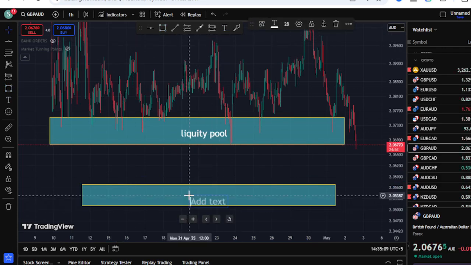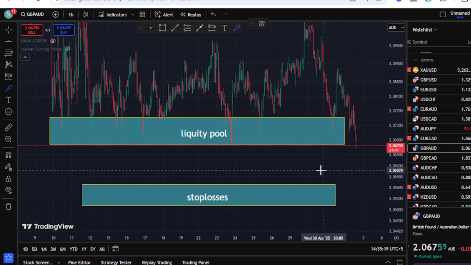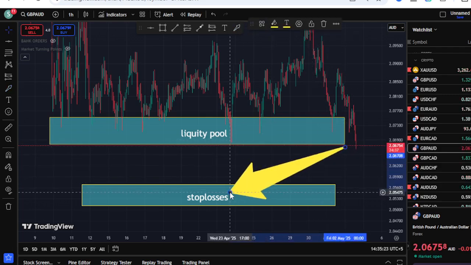So this is the level where a lot of stop losses are available, and the market will not leave these stop losses at any cost. It will surely come, as per my knowledge, it will surely come to eat these stop losses.